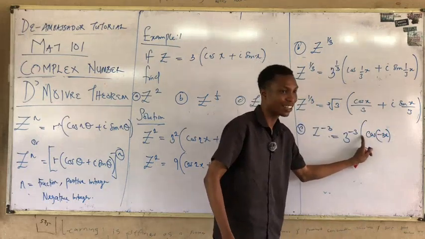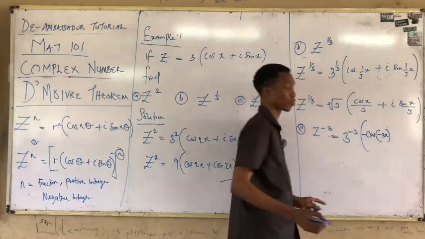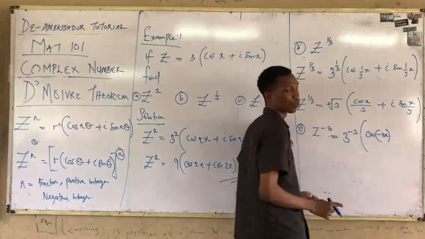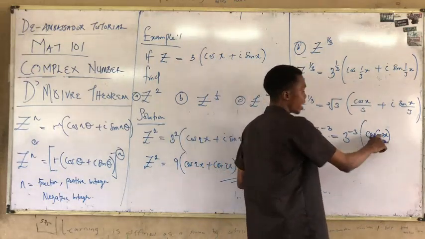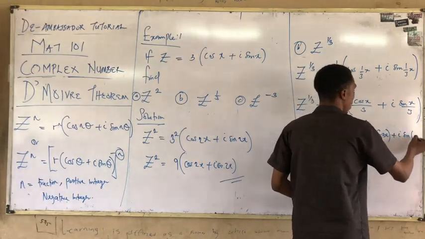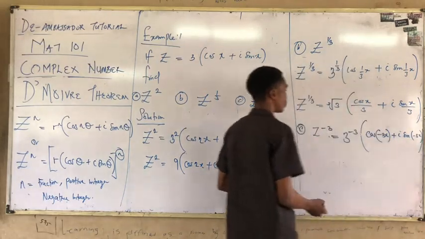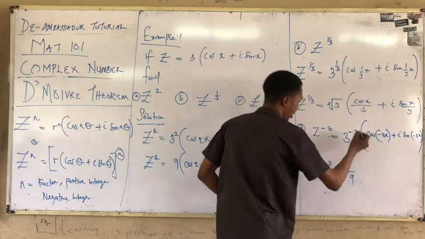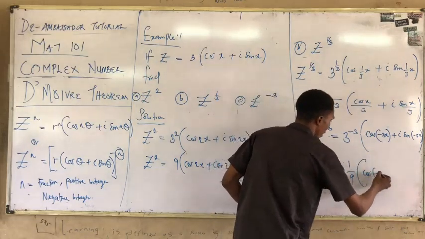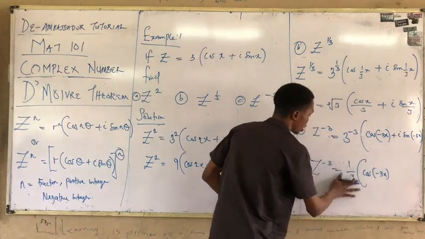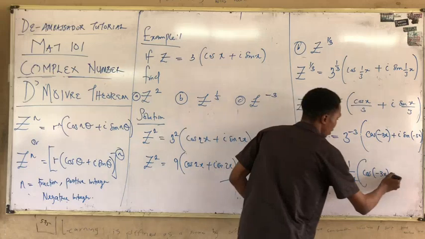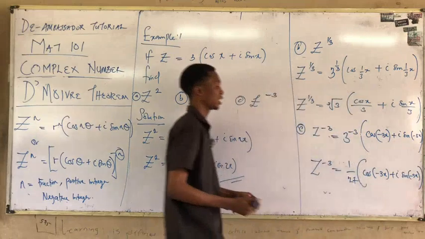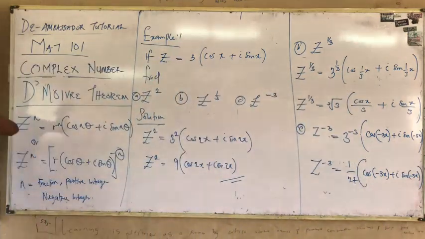A number. I know most of you want to say, let us bring the 3 to the front, which is wrong. It's not a number, it's what? An angle. So put it as cos minus 3x plus I sine minus 3x. Then this is what we have. So when you simplify this, we are going to have it as 1 over 27 cos minus 3x plus I sine minus 3x. That's the answer.